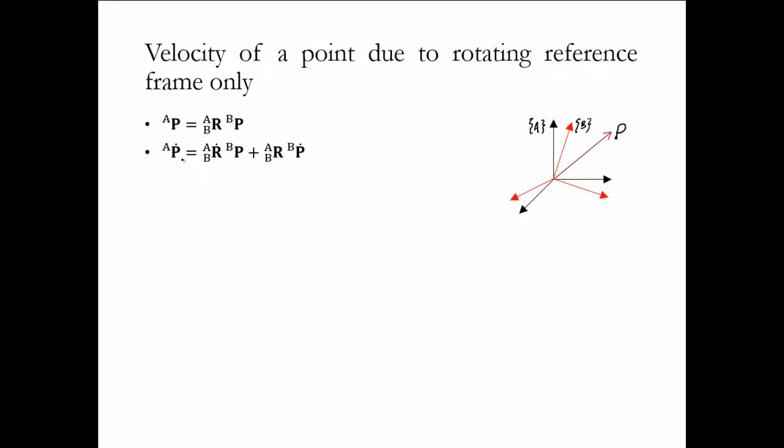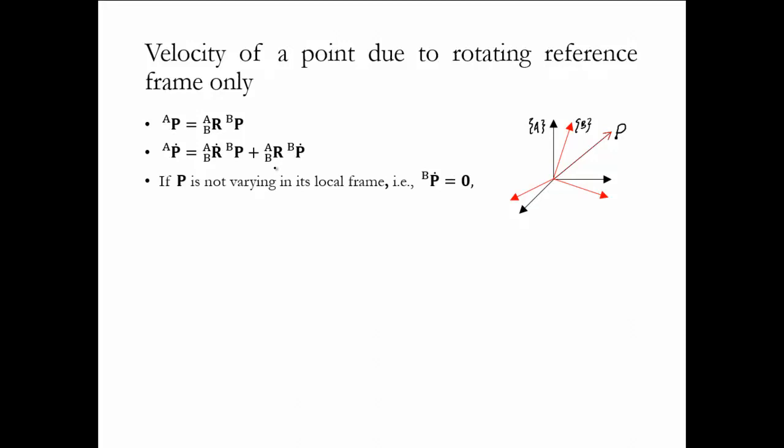Now if we differentiate this, we'll have P dot A is equal to, first we differentiate this, R dot P B plus R P B dot. So this is very clear. Now if you see this carefully, we have R dot coming into the picture, R is remaining the same, P is the same, and we have P dot. P dot A is obviously now the velocity of point P. So the velocity of point P in A is equal to the position vector in B pre-multiplied by the derivative of the rotation matrix, plus the rotation matrix multiplied by the velocity of point P in B.